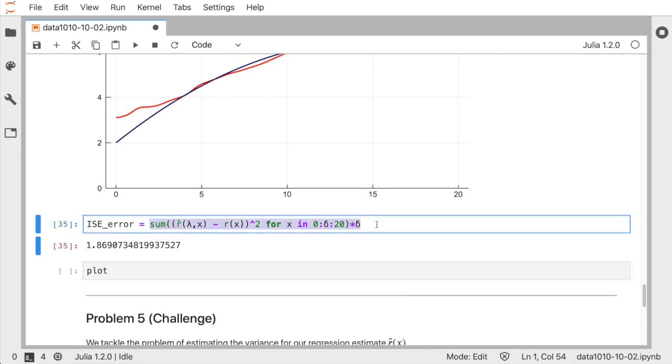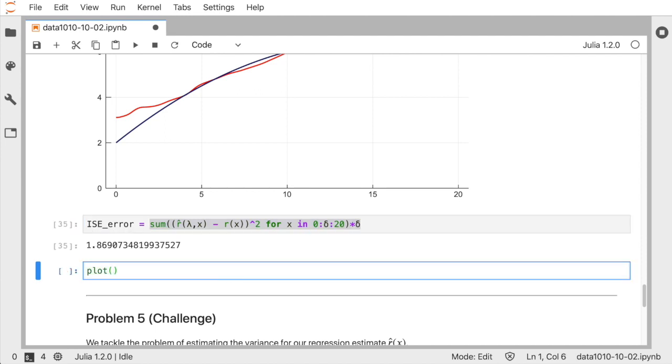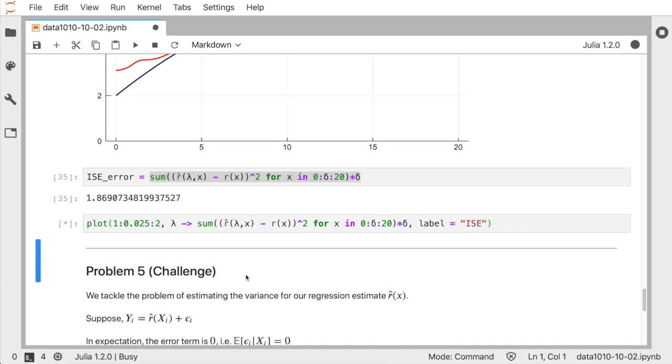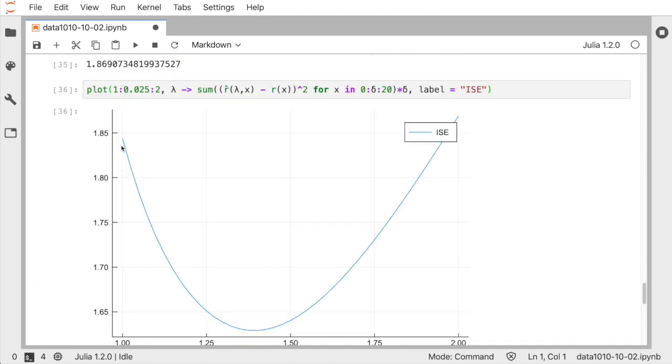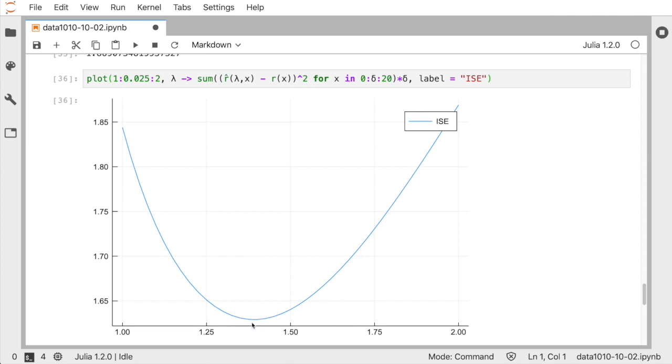And if we want, we can plot the error for lots of values of lambda. So this is our error. We can plot from, let's look between 1 and 2, the function that maps lambda to this error associated with lambda. And let's call it ISE for integrated squared error. And we see that when lambda is too small, our error is too big. When it's too big, our error is big. And there's a point somewhere in between where it's just right. This is the best we can get.